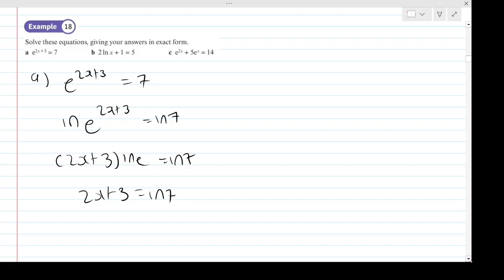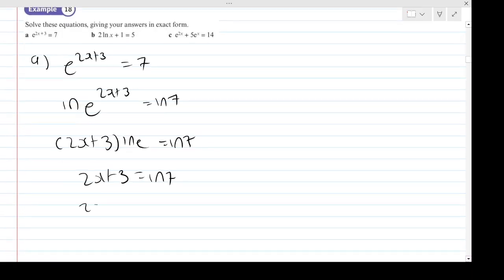Then I can just rearrange for x. So then 2x is ln 7, take away 3. So then x is ln 7, take away 3, over 2. And there we are. Cool. So that's the answer in exact form there, okay? Not a nice form, but it's still exact. The precise answer for x.